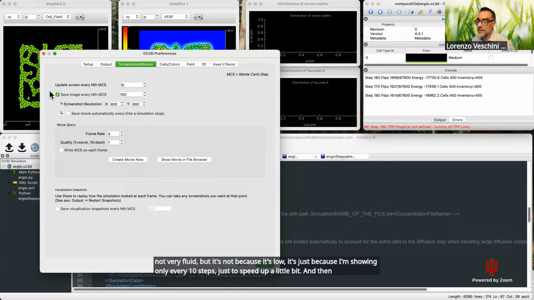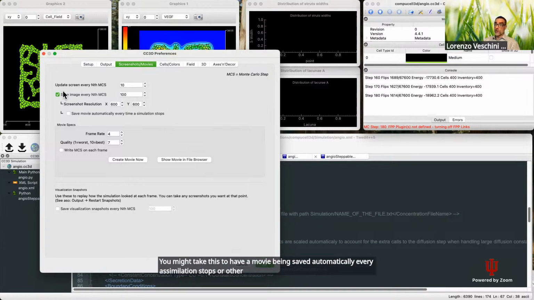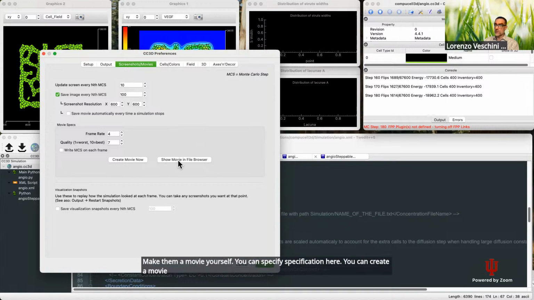And then we can ask CompuCell to save an image every so many MCS, and specify a resolution. You might tick this to have a movie saved automatically every time a simulation stops, or otherwise, if you want, you can take your sequential snapshots here and make a movie yourself. You can specify the specifications here. You can create a movie of your current simulation, and you can show it in your file browser.